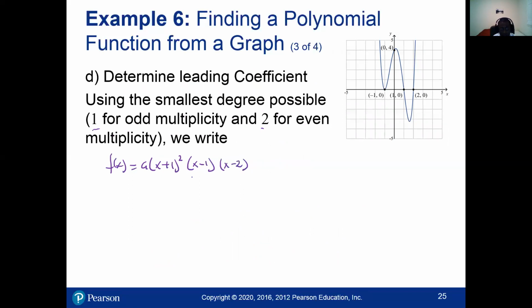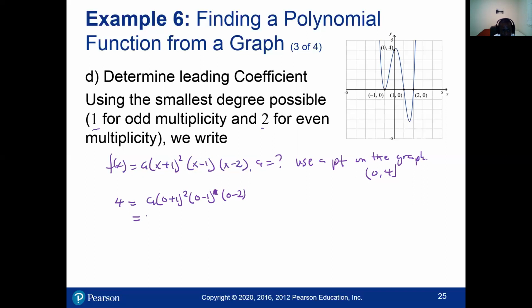So how do we find a? We're going to use a point on the graph, which in this case is the y-intercept, which is (0, 4). So when we use that, y is 4, and you have a times 0 plus 1 squared, times 0 minus 1, times 0 minus 2. Sorry, 0 minus 1 is not squared.